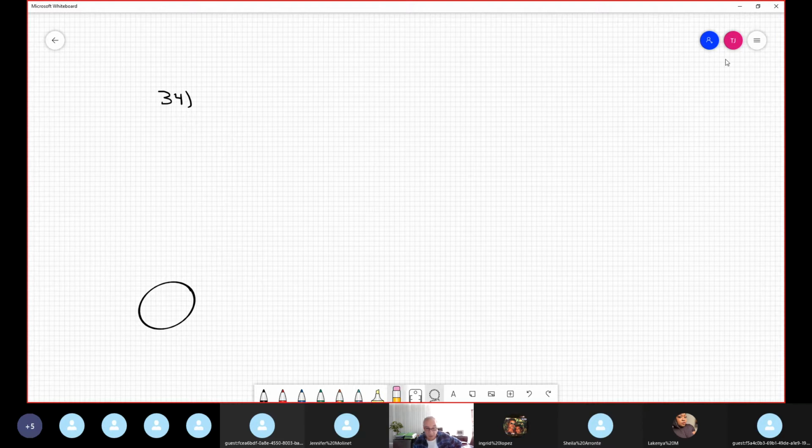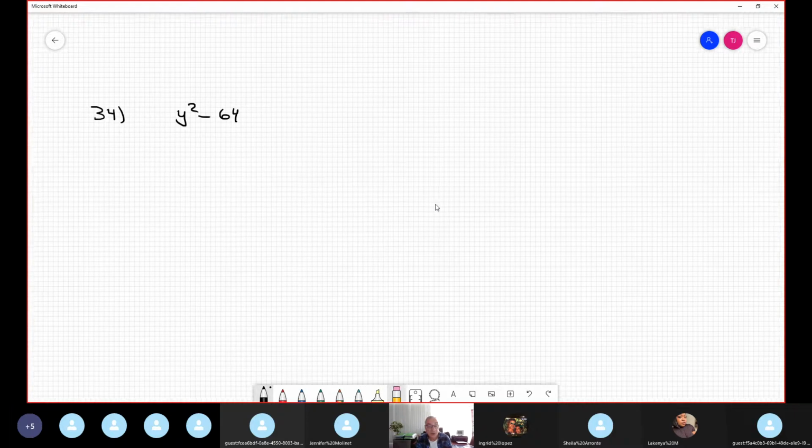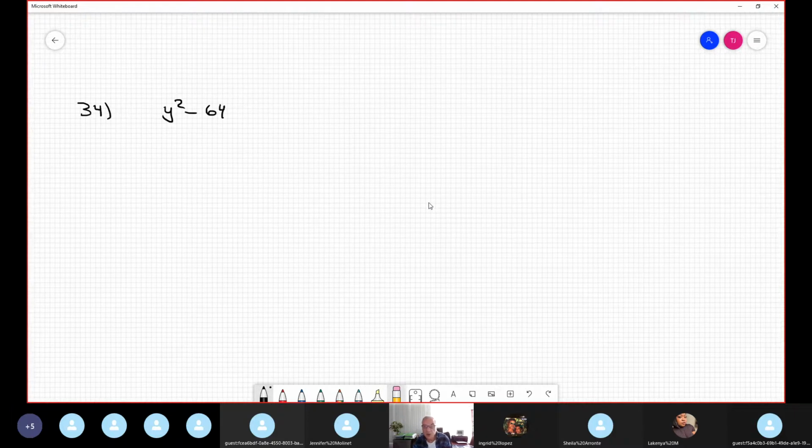I don't know how to erase this circle. There you go. Okay, 34. Number 34 is y squared minus 64. And the question says, factor the binomial. Oh, binomial now. We studied polynomials so far.